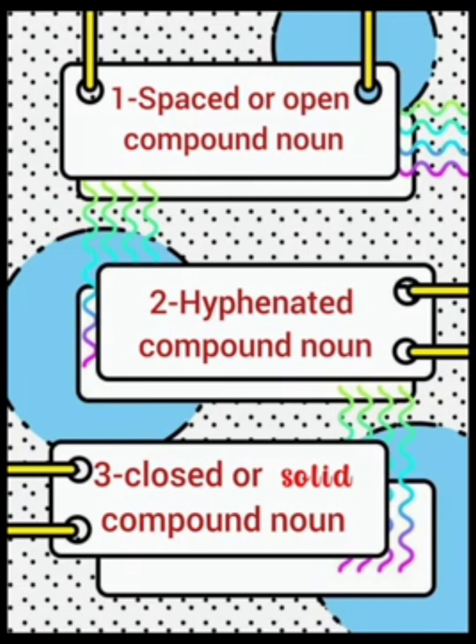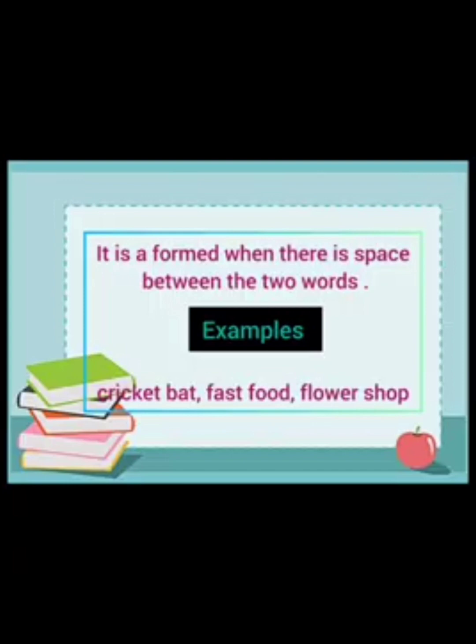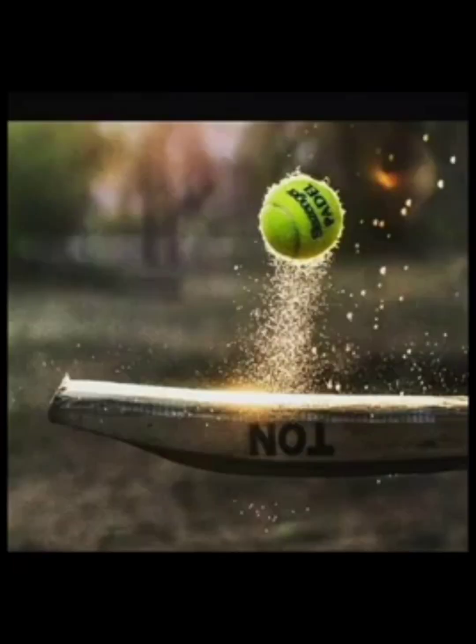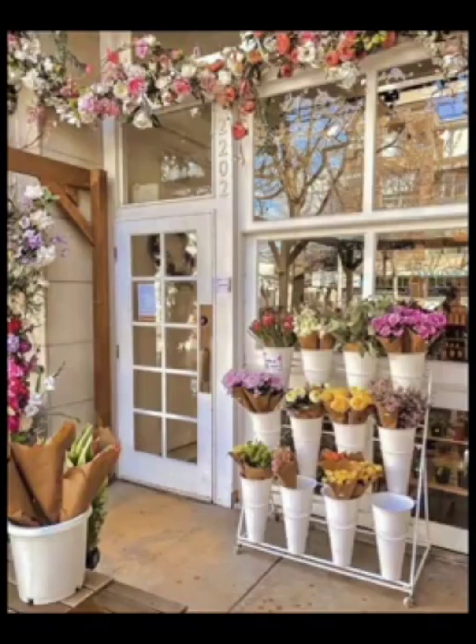The very first one is spaced or open compound nouns. It is formed when there is a space between the two words. For example, cricket bat, fast food, flower shop. There is a gap, there is a space between the two words.